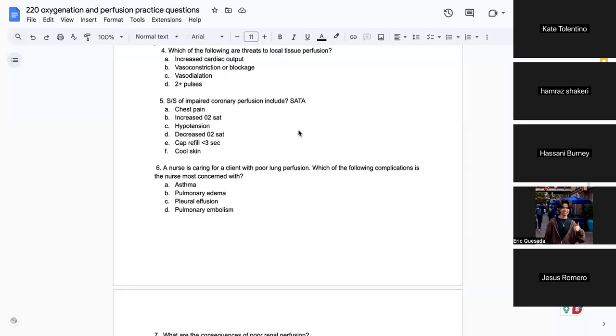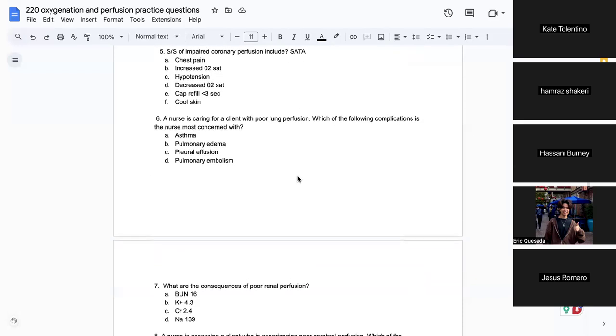All right, so the answer for number four is going to be B, vasoconstriction or blockage. So we can kind of visualize that, right? If we have a blockage or vasoconstriction, we're not going to be able to have enough blood flow to our local tissue that we need to perfuse, right? So it's going to be lack of blood flow.